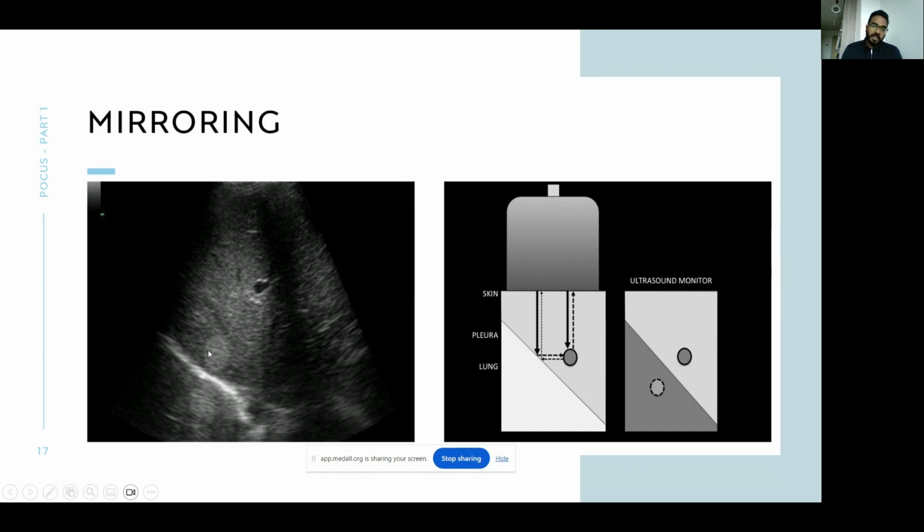So you can see here a mirror image being formed on either side of the diaphragm. So this is the liver and diaphragm, and you can see that a bit of the liver is being mirrored on the other side of the diaphragm because of this particular phenomenon.